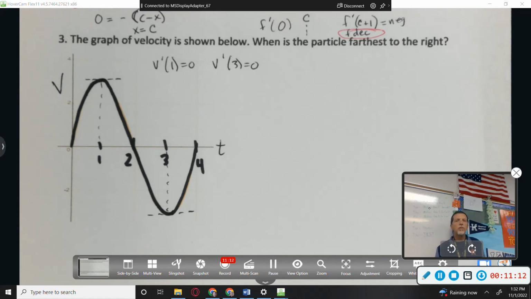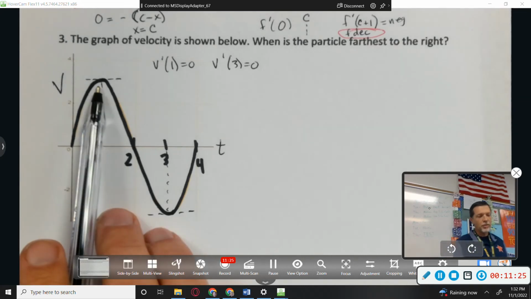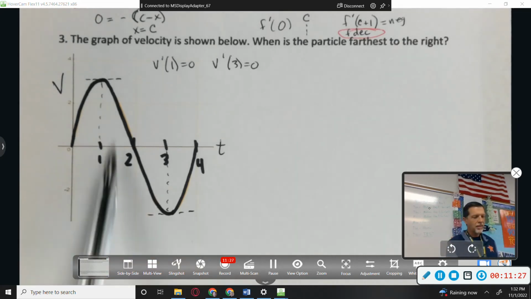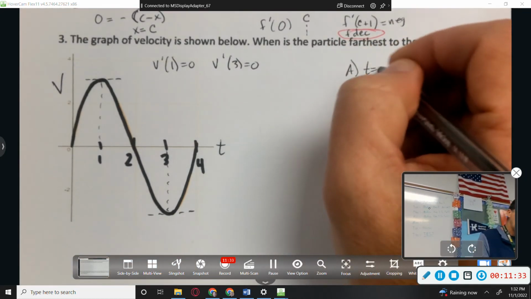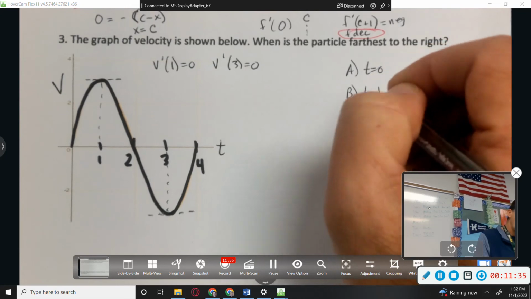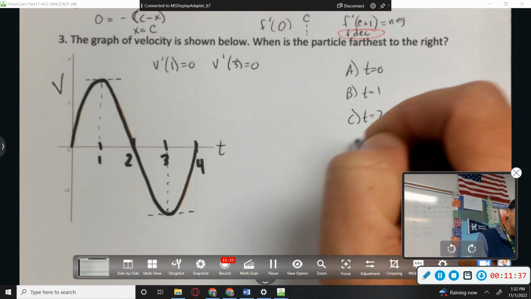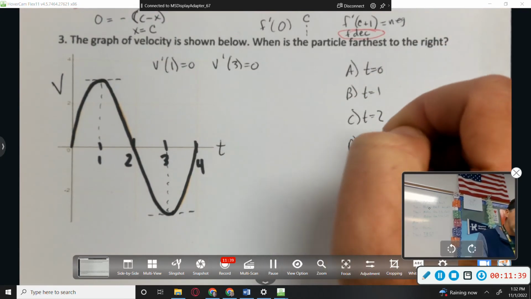So the particle is farthest to the right. It's not asking when the graph is highest. If it wanted to know when the graph was highest, it would say when is velocity the greatest. That would be at t equals 1. And I'm sure that would be one of the answer choices. Right, when velocity is positive. It's gotta be 2. Got it. That's an easy multiple choice set to write.